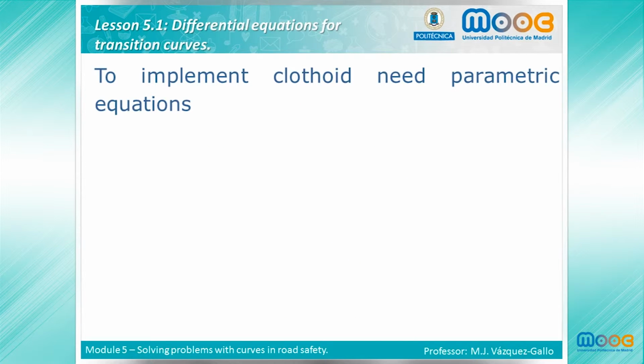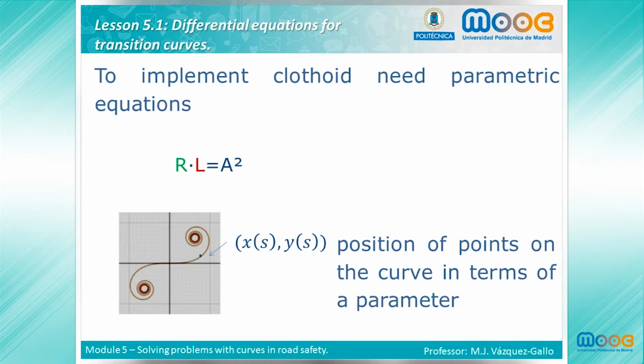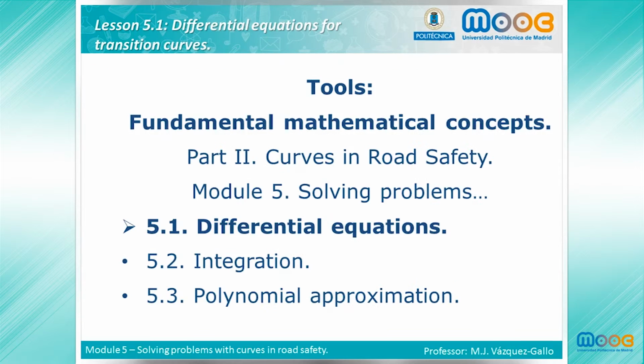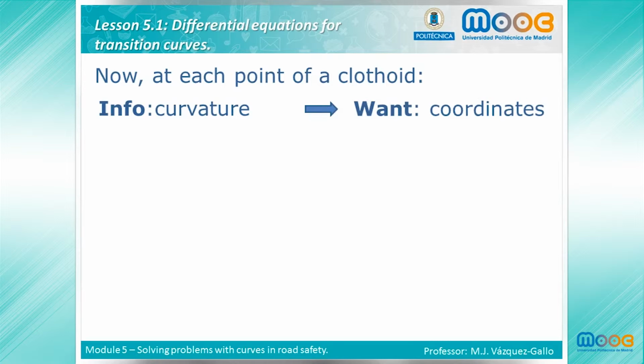But to implement a clothoid curve in the field, the previous equation is not so useful. We rather look for parametric equations giving the coordinates of each point of the curve as functions of the parameter arc length. To get these equations, we're going to use as tools the following mathematical concepts: differential equations, integration, and polynomial approximation. In this lesson 5.1, for each point on a clothoid, we have information about the curvature, and we want to find the position of the point, that is, coordinates.